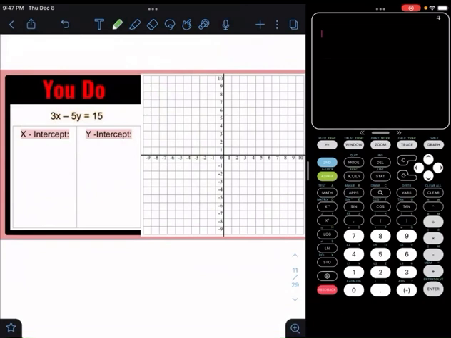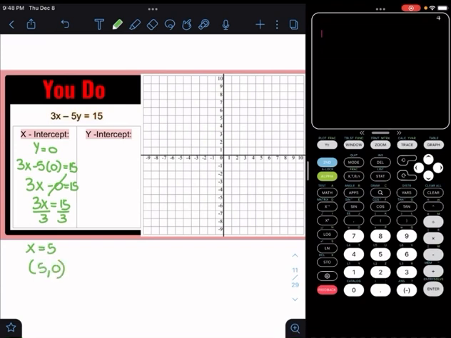So to find the x-intercept, we're going to make y equal to 0, and I'm going to have 3x minus 5 instead of y, I'm going to put 0, equals 15. So then I'll have 3x minus 0 equals 15. I can just get rid of that 0, so I'll have 3x equals 15. Divide by 3, I get x equals 5. And now as a point, x equals 5 and y equals 0. So we could plot that. 5 means I go to the right 5 and I don't go up or down. And that's on the x-axis, so that looks good.